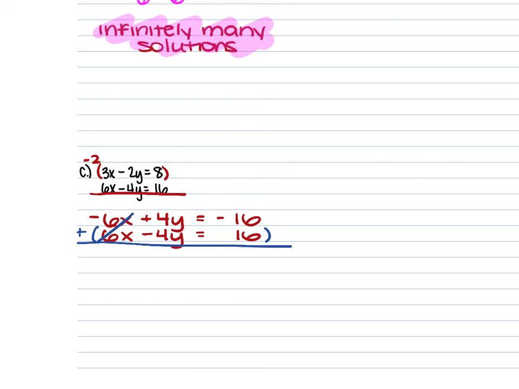So my 6x's cancel out, my 4y's cancel out. We have 0 is equal to the negative 16 plus 16 is also 0. So I have a true statement. This is infinitely many solutions.